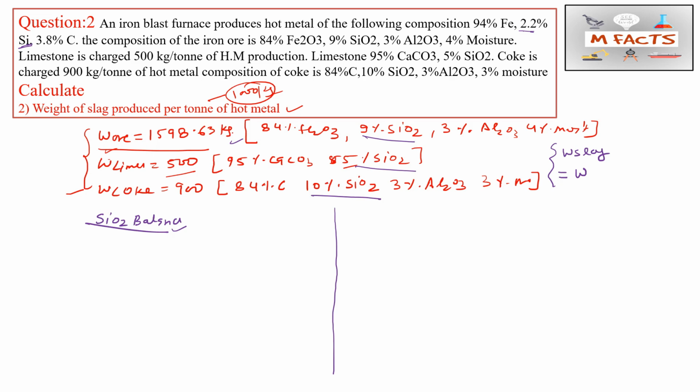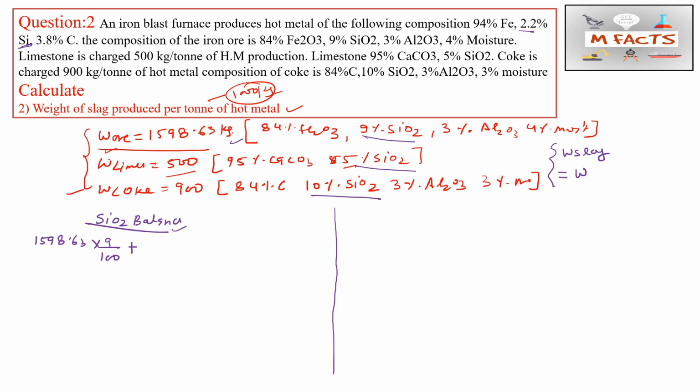Okay, so we will see also this. So we have SiO2 in input. In the ore, the weight of ore is 1598.63, and in this SiO2 is 9 by 100. Okay, so we are balancing SiO2 basically, not silicon.